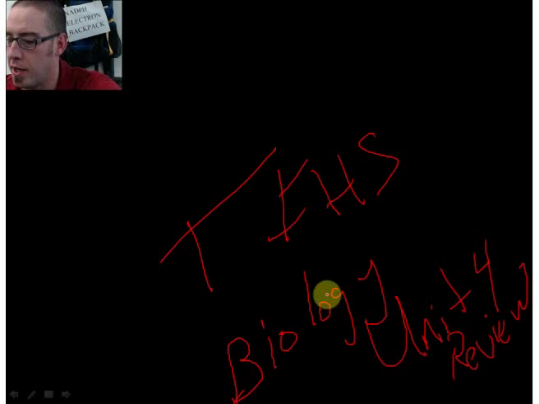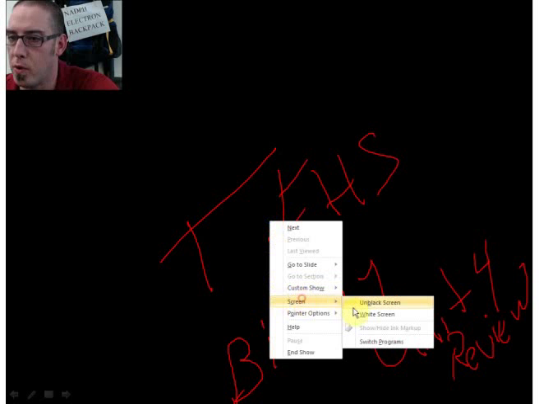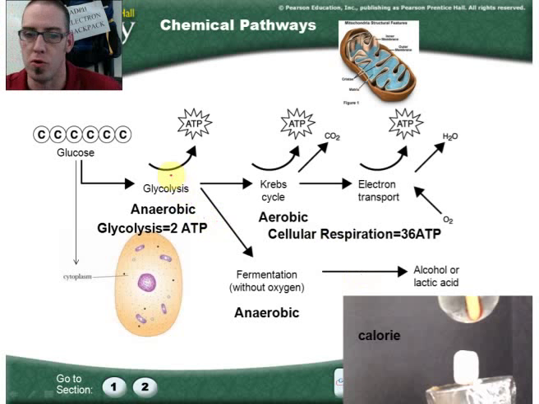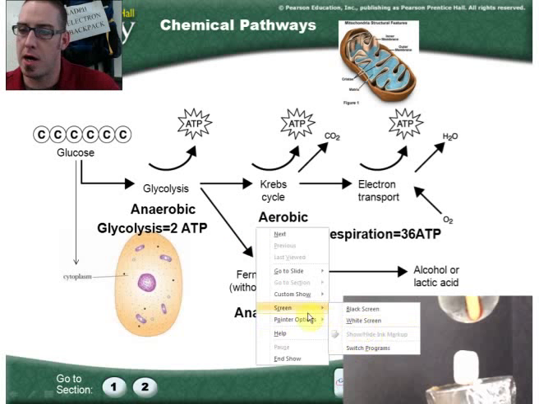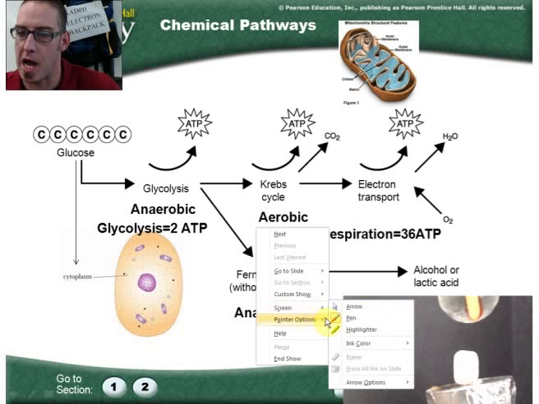All right, you're here with Mr. Price. We are working through Unit 4, which is Photosynthesis and Cellular Respiration. We are going to start very quickly with: what is a calorie?